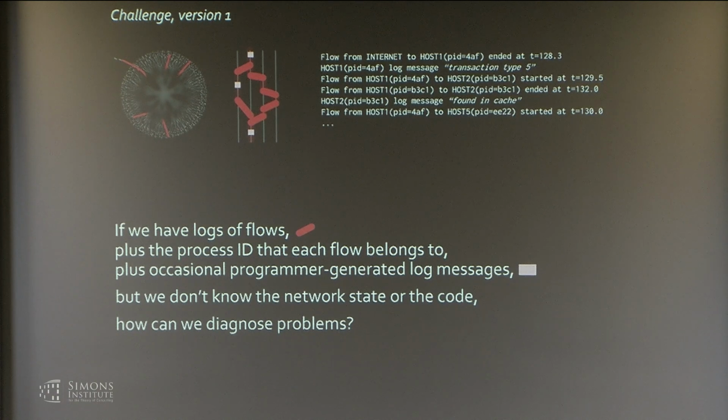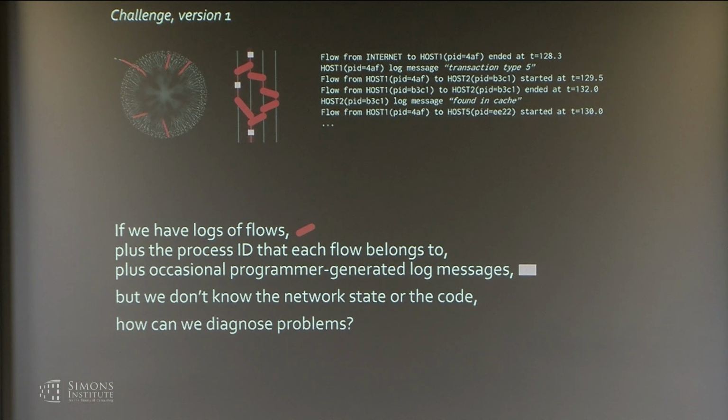So you can imagine that sort of logging is quite easy to collect, or you can imagine it being built in as a service by Amazon, for example. You could also imagine that the programmer might typically place in certain logging statements every now and then. So this is the picture. If we have logs of flows and we know which process, which chunk of code, which particular request, which transaction generated that flow, plus occasional programmer-generated log messages, but we don't know the network state or the code, how do we diagnose problems?